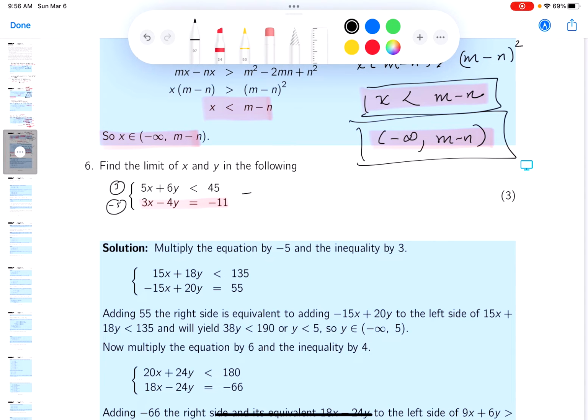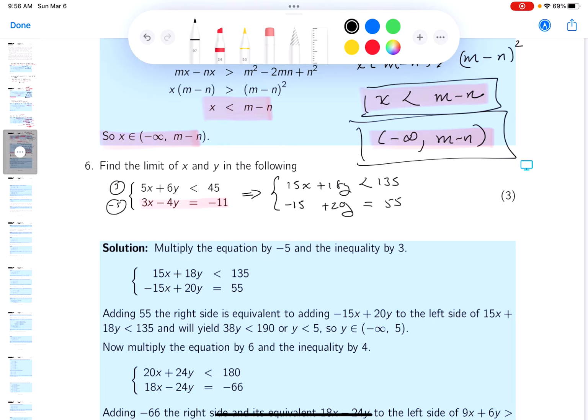Now, what's nice about multiplying the first, I shouldn't say the first equation, the inequality by 3, is that it's not going to have any effect on the inequality. It's going to be 15x plus 18y. And again, no effect on the inequality. And that's going to give you 135. And I multiply the second equation by -5. You get minus 15x plus 20y equals 55.